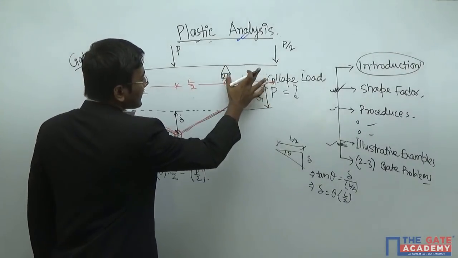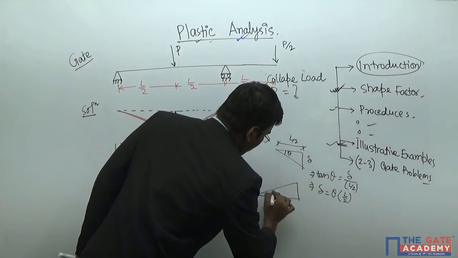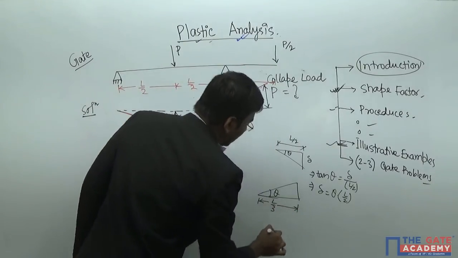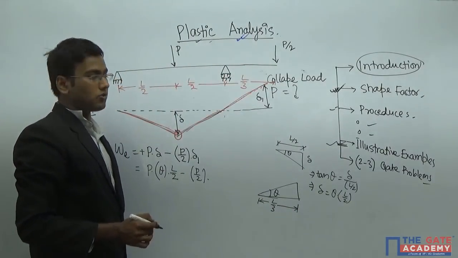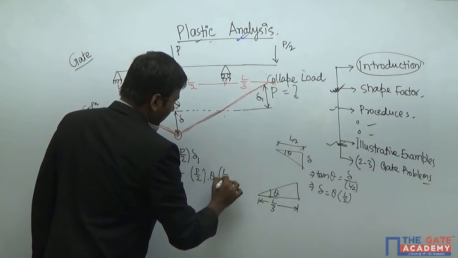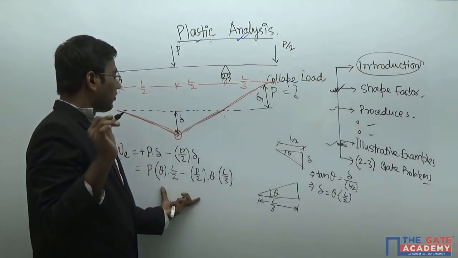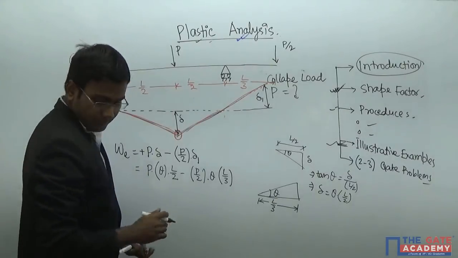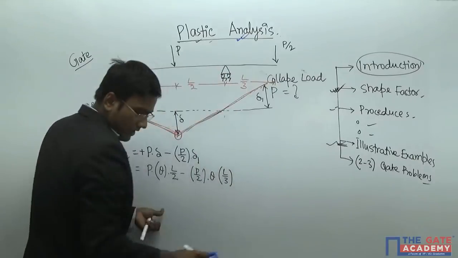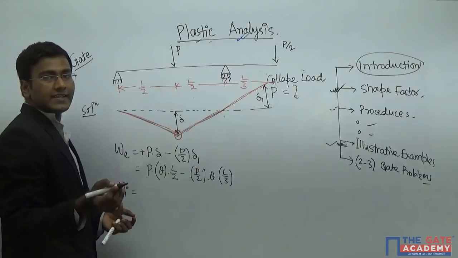Simple case, only this side, this triangle, like this one. The only difference is the length is L by 3 instead of L by 2. So we can write theta into L by 3. So this is our external work done by the beam, right? Now find the internal work done. What is internal work done?